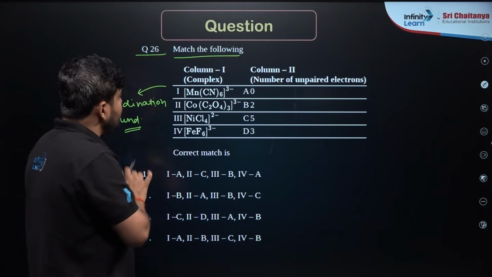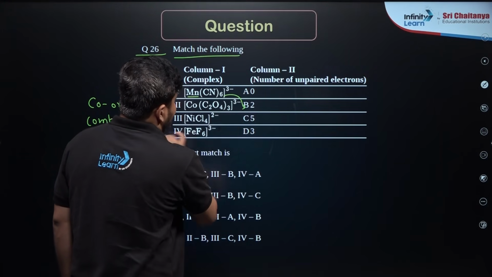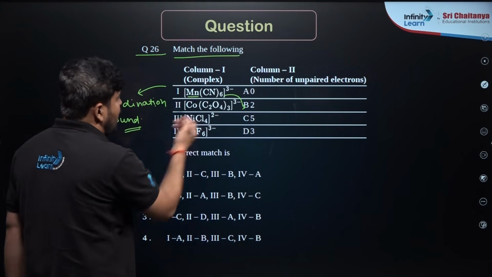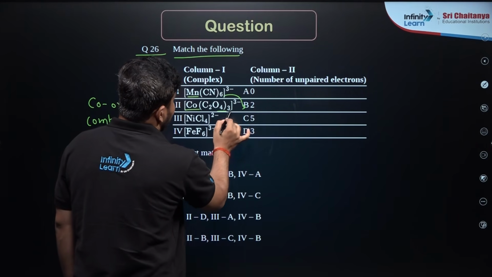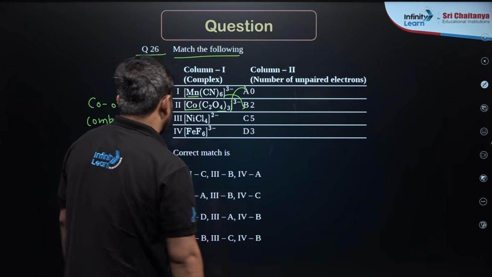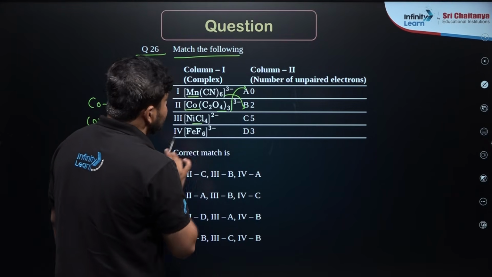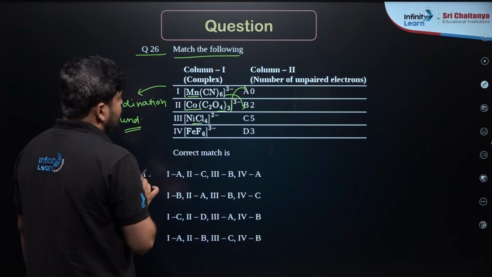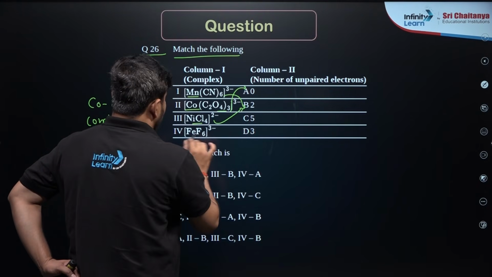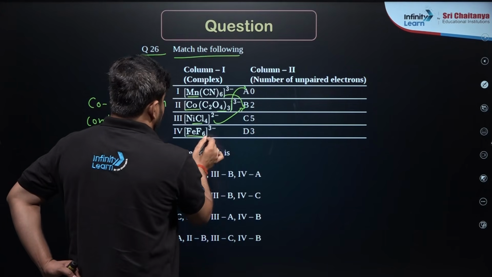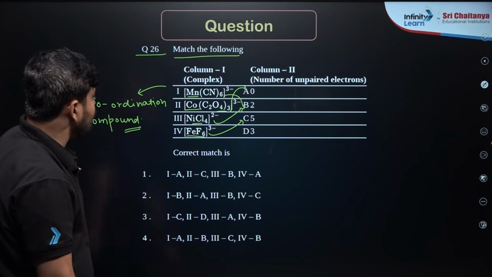So in manganese, definitely 2 unpaired electrons will come if we do the electronic configuration. After that, coming to CO, here 0 unpaired electrons will come. Oxalate ion is given here, and this is a weak field ligand. For this also, please remember, it is going to provide B2 only. And FeF6 has 5 unpaired electrons. Accordingly, we are going to match.